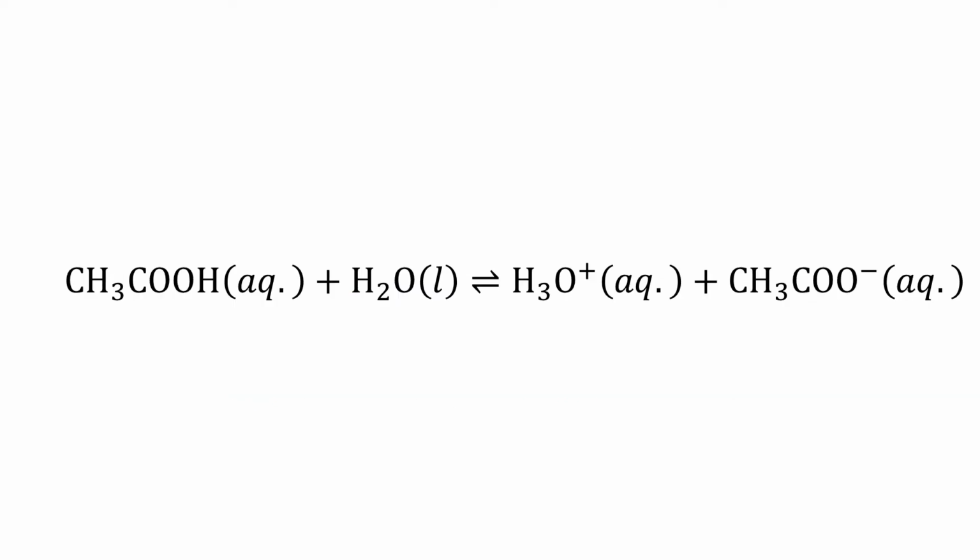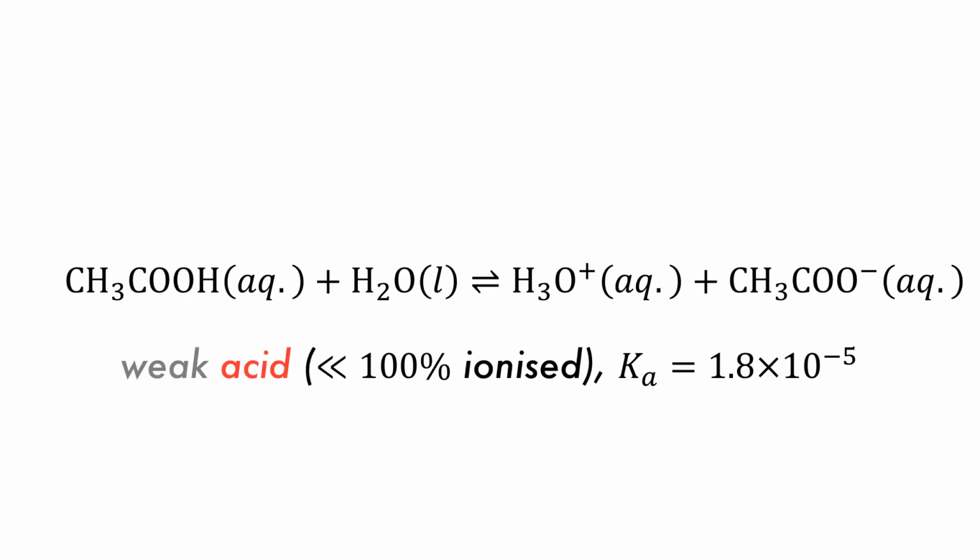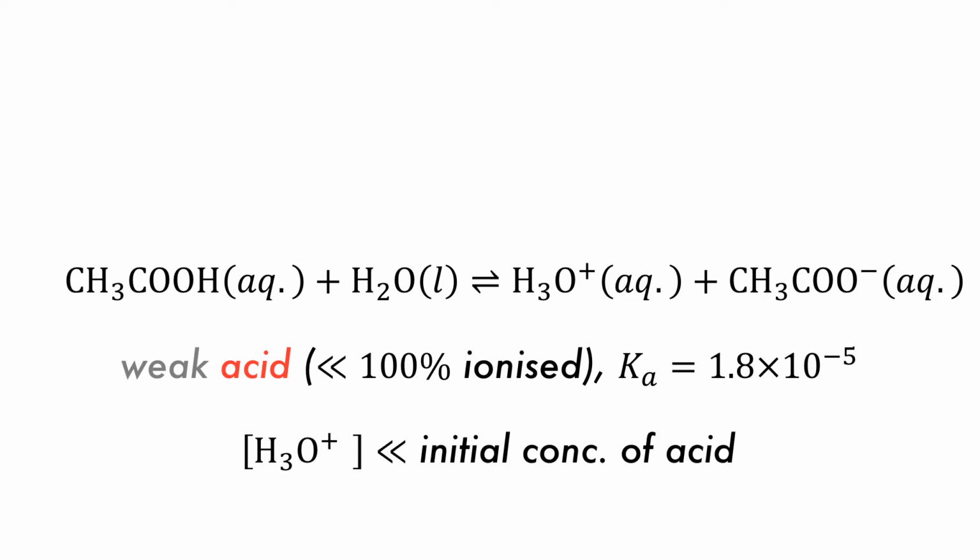Unlike hydrochloric acid, which is a strong acid, acetic acid is a weak acid. This is because, when dissolved in water, it is only partially ionized, and the Ka value is much less than 1. This means that the concentration of the hydronium ion is much less than the initial concentration of the acid.